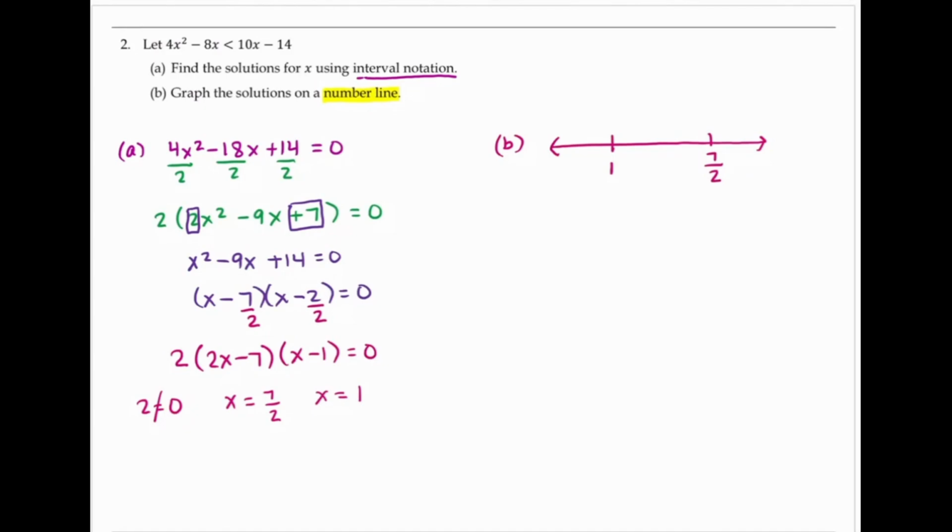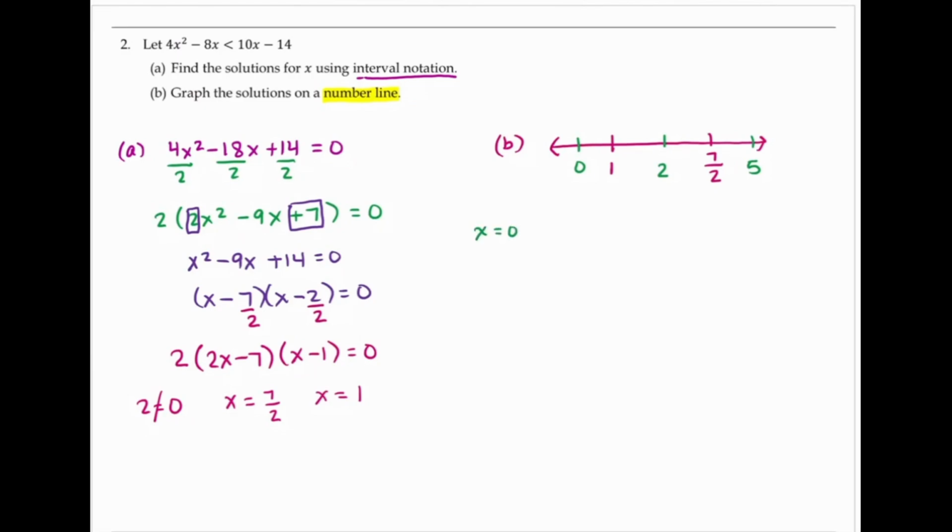I am going to pick a number below 1, 0, nice number to work with. I am going to pick a number somewhere in between 1 and 3.5, let's say 2. And I am going to pick a number that is greater than 3.5. Let's pick 5. Again, when you're choosing your values, you want to pick values that are easy to work with if possible.